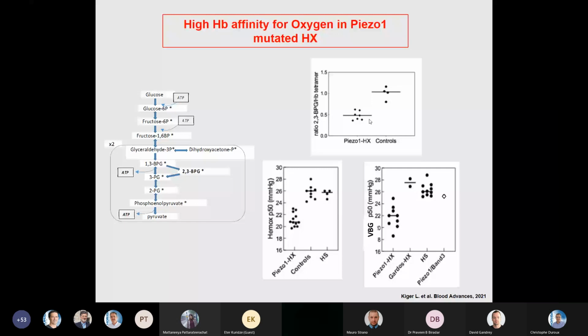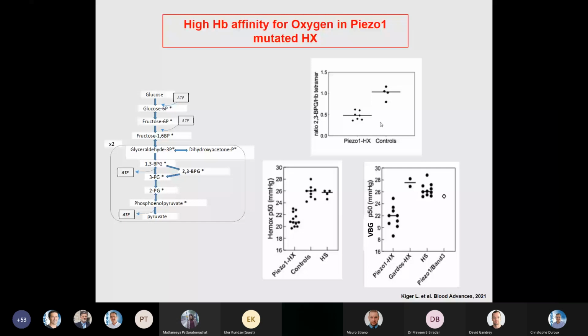The P50 reflects the affinity of hemoglobin for oxygen, and what we show here is that the P50 is decreased in PIEZO1-mutated stomatocytosis in comparison to control or to other red blood cell membrane disorders. So in this disease, which is complex to diagnose, P50 on venous blood gas helps us recognize patients that can have a stomatocytosis. And this high affinity of hemoglobin for oxygen is probably explaining why some patients are polycythemic, which can seem a little paradoxical at first sight.